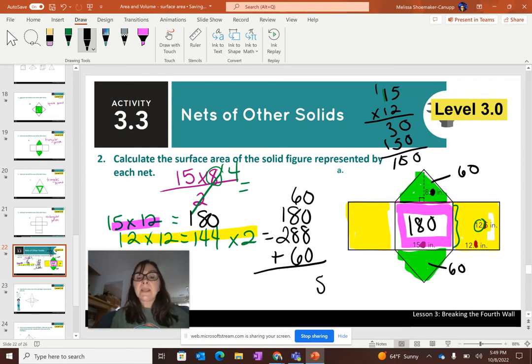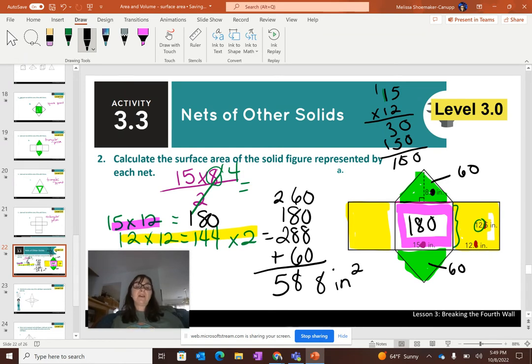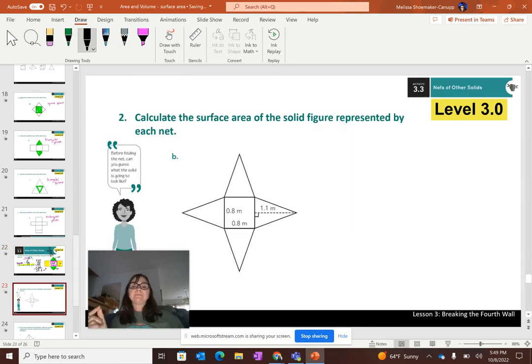Okay, so I got 8, 12, 28. And if you don't add this fast, that's okay. Just take your time. I'm getting 588 total for my surface area. Okay, make sure you get all that copied down. Watch it again if you need to process it. And I'm going to go ahead and move on to the next one.